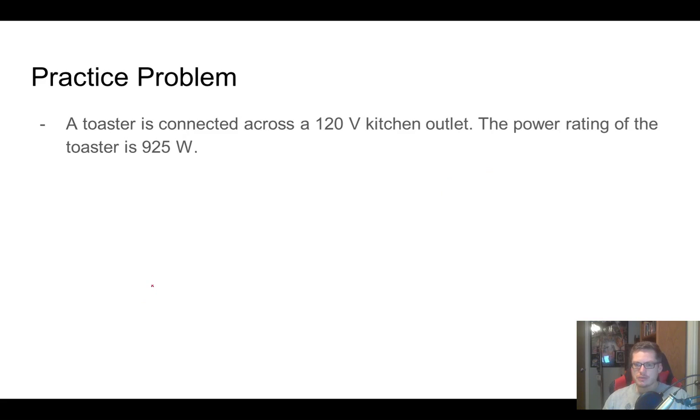All right, let's try a practice problem here. It says a toaster is connected across a 120 volt kitchen outlet. The power rating of the toaster is 925 watts. What current flows through the toaster? So we need to know current. We just learned that one of our formulas was power is equal to I delta V. So to get our current, we just rearrange this. Our I is equal to P over delta V.